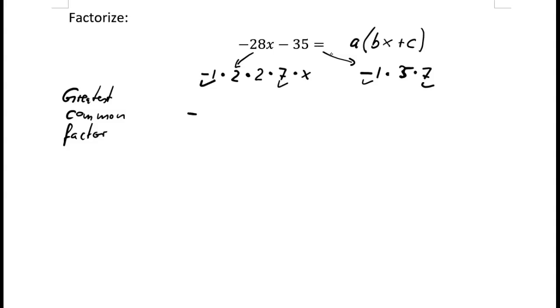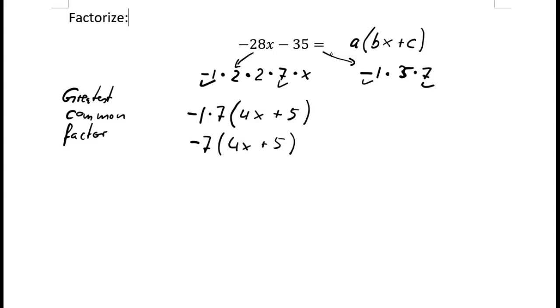So we've got negative 1 times 7, and what have we got left here? In the first part, we've got 4x. And in the second part, we have plus 5 left. So we would write this as negative 7 times 4x plus 5.